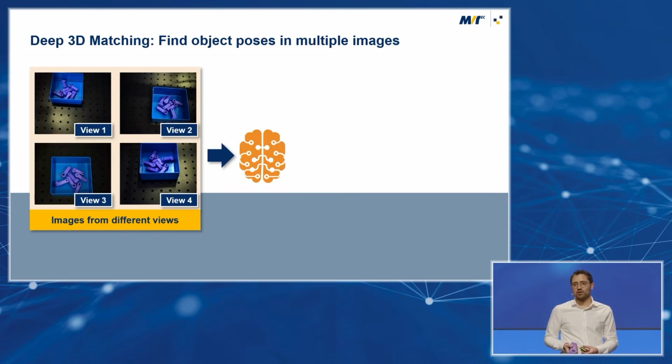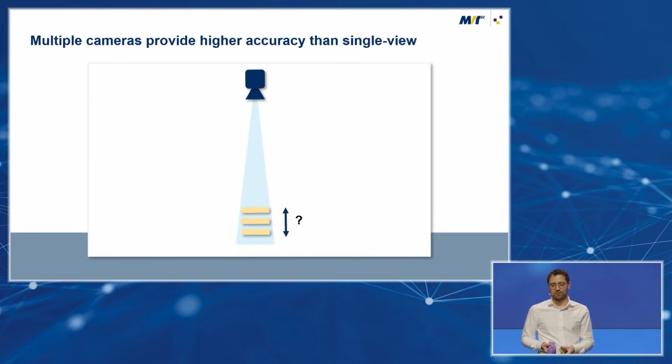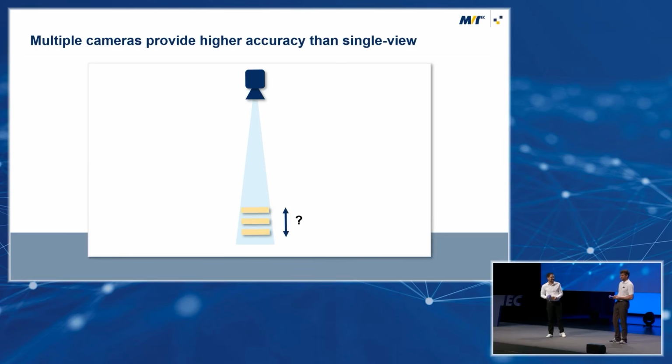And the second key component is deep learning. Deep learning, artificial intelligence, it promises robustness, but it comes at a cost. That cost is how do you train this kind of model for your particular object. And we will also tell you how this can be done. And of course, the output is the object poses. So without further ado, why is more than one camera a good idea?